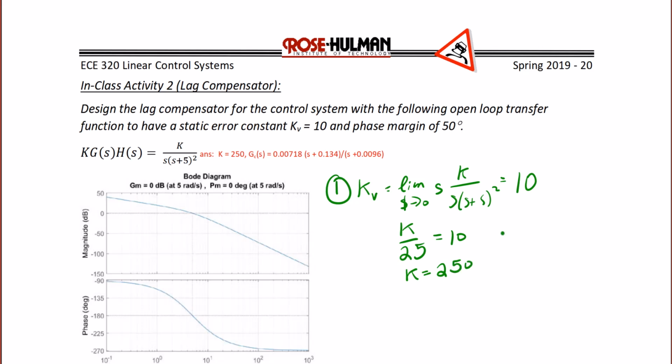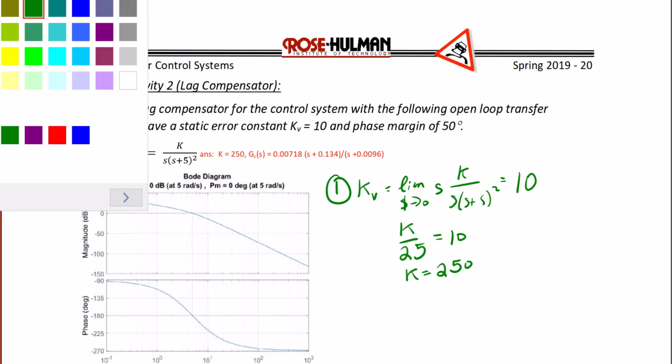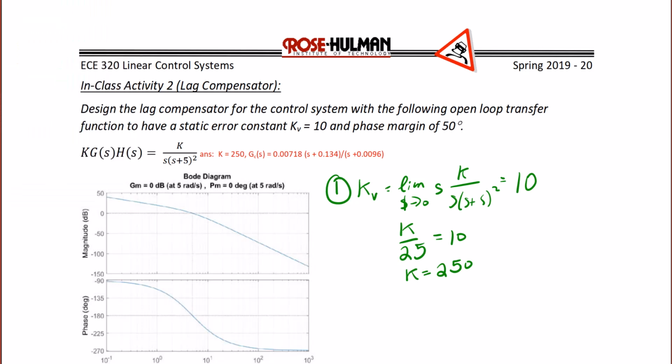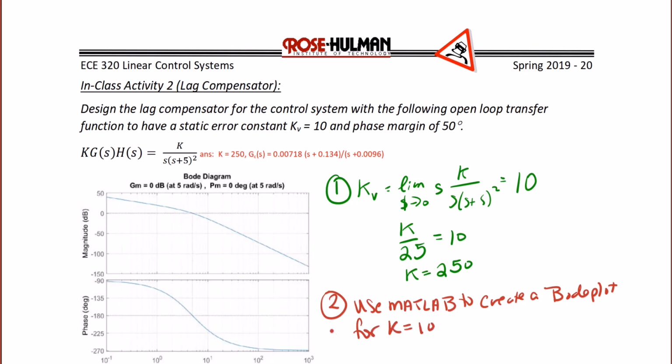So for step 2, what you're going to do is go to MATLAB and generate the Bode plot for the open loop transfer function with a gain of K equals 10. On the left here, you will see that I have done this, and that this Bode plot has a phase margin of 0 degrees and a gain margin of 0 decibels at 5 radians per second. That means that this system is exactly marginally stable.